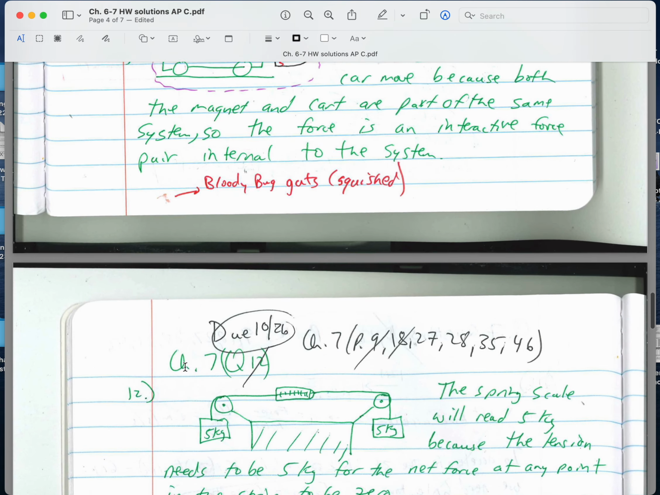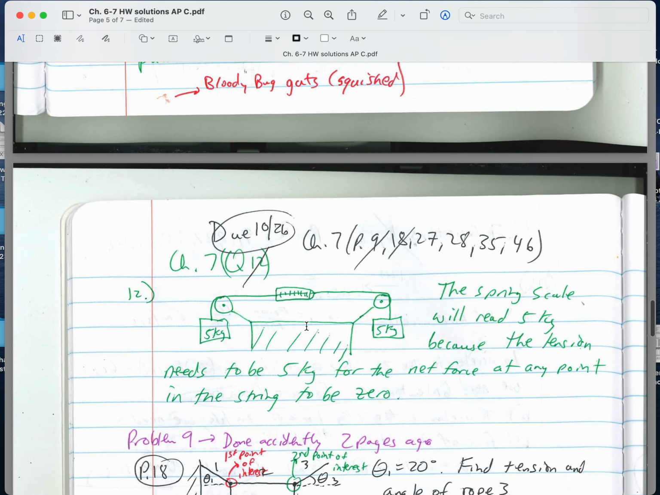Scanned pretty well. Question 12 was asking what the reading of the spring scale would be in kilograms. Well, there's no acceleration, so therefore the tension has to be 5 kilograms. If there was anything other than 5 kilograms of tension, there would be a net acceleration of those blocks.